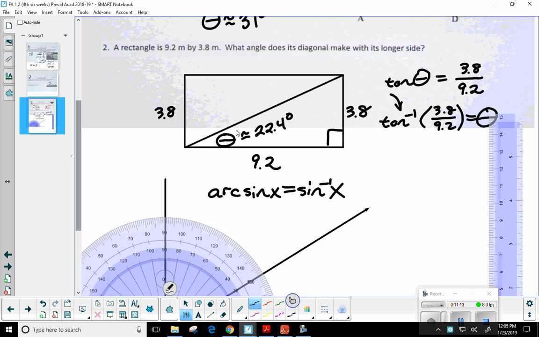There you go. If you want to convert degrees to radians, multiply by pi over 180. If you want to go from radians to degrees, 180 over pi. You're just flipping that ratio. Okay, good. Any questions on the focus activity?